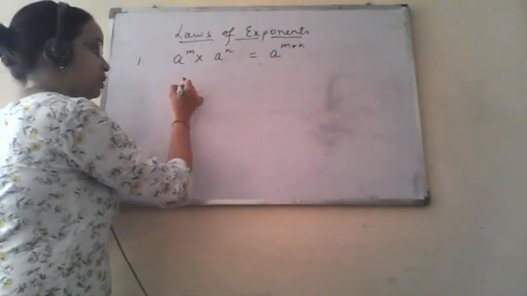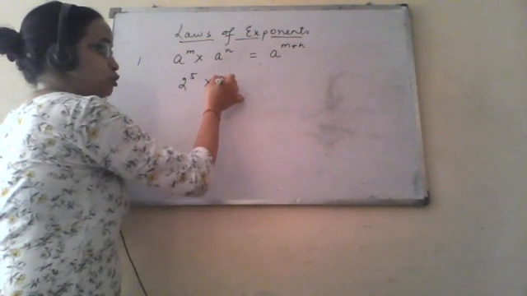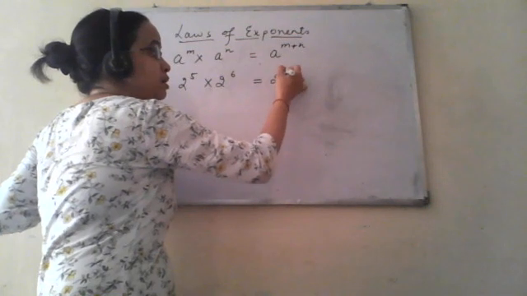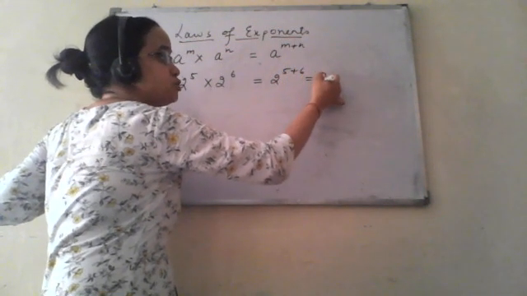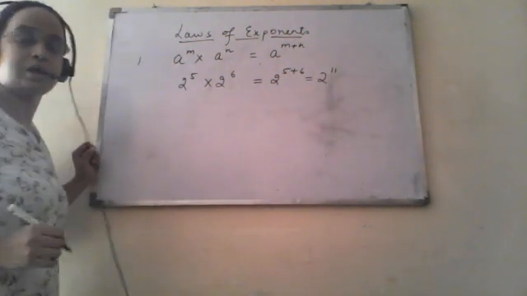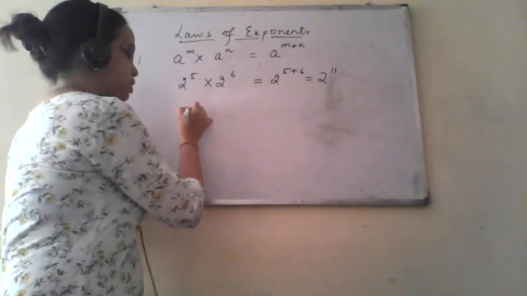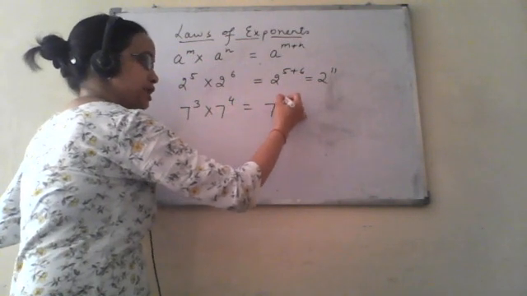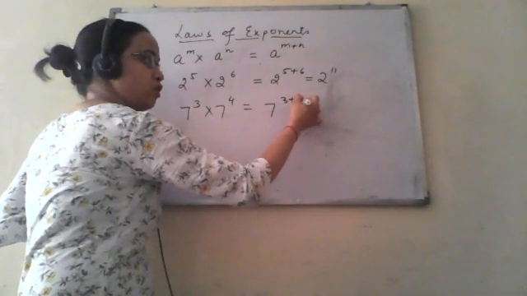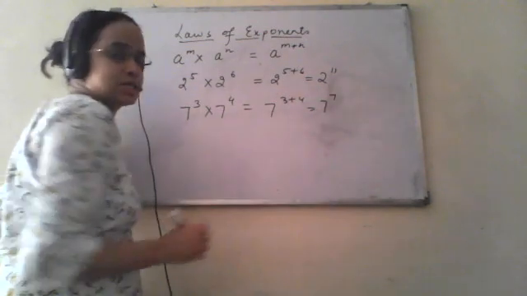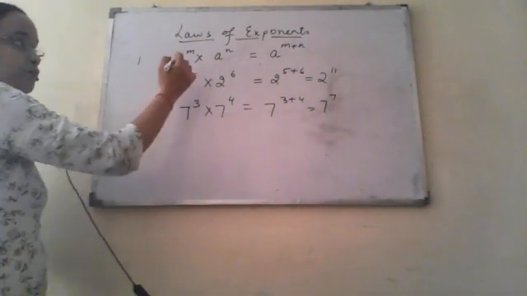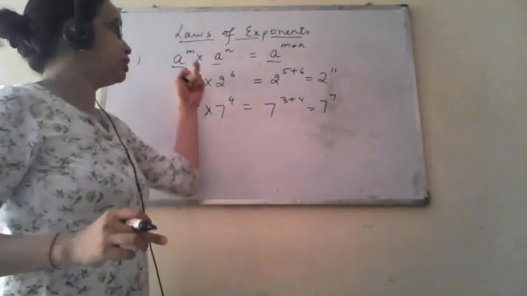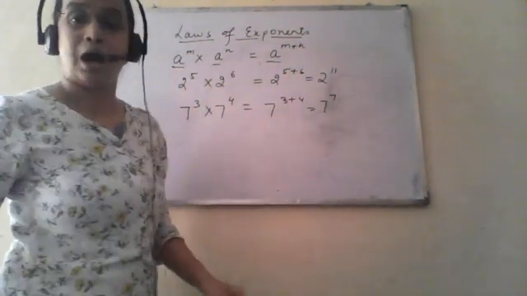Now, if I am multiplying 2 to the power 5 into 2 to the power 6, what will the result be? It will become 2 to the power 5 plus 6, which is 2 to the power 11. Clear? One more example: 7 to the power 3 into 7 to the power 4. It will become 7 to the power 3 plus 4, which is 7 to the power 7. This is the law of addition. If there are two exponential numbers, a to the power m and a to the power n, and their bases are the same, their powers will get added up.